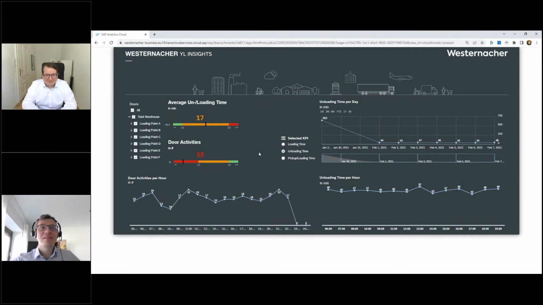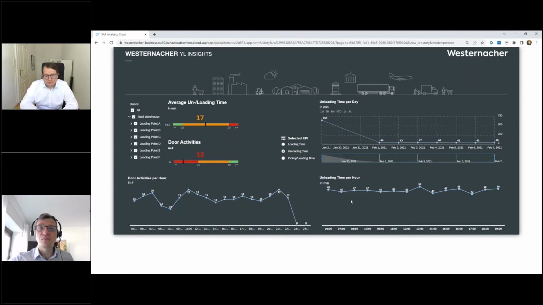Now let's have a look at the door activities. Here we can see our loading and unloading times, the average value. Door activities in general for our warehouse are not that good, so here we need to look into this. We can also see this for the last 24 hours, how we are performing. Around 11 we have a peak, and then at 9 in the evening again a peak. But for example at 10, we had a huge drop. So here we definitely need to see what happened there.